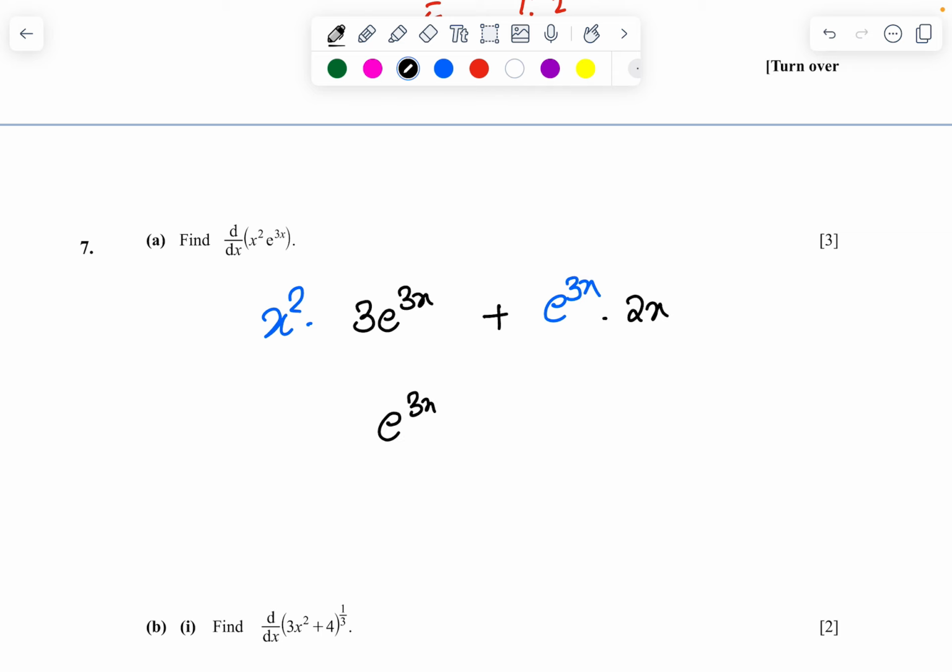We can take e power 3x common and we can take x also common. So what am I left over with? 3x plus 2.